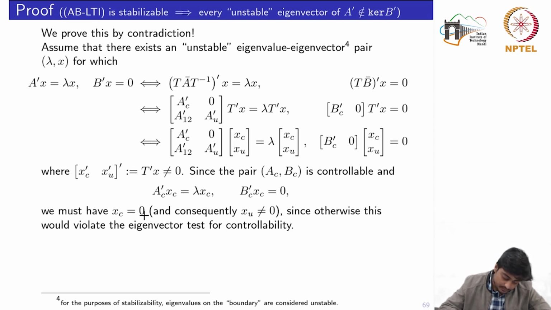Now note that here in this equation we have xc and xu. Xc and xu is not equal to 0. Right? And we already know that xc is equal to 0. It means that xu should definitely be not equal to 0. Therefore, we have consequently xu is not equal to 0, because the complete vector itself is not equal to 0. Since otherwise this would violate the eigenvector test for the controllability. Right?